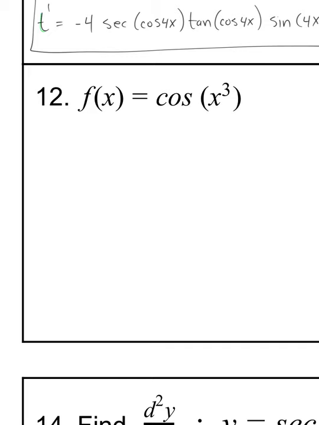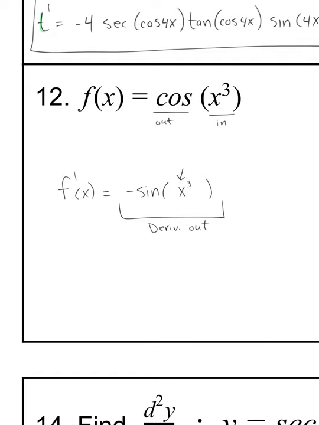Okay, number 12. We got a little bit of a simpler one here. This is my outer function. This is my inner function. That is a chain rule. All right, so the derivative of the outer, the derivative of cosine is negative sine. There's the derivative of the outer. All right, we plug in the inner as is, x to the third. So that is the inner as is, and don't forget we multiply everything by the derivative of the inner, 3x squared. That's a power rule. All right, so that's the derivative of the inner.